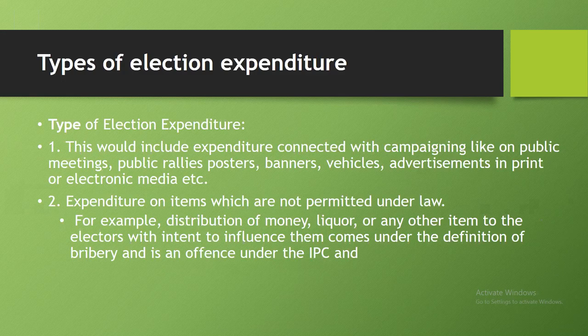The second will be the category of expenditure which is not permitted under the law. For example, the distribution of money among the voters, distribution of liquor, or any other item to the electors with the intent to influence them comes under the definition of bribery.